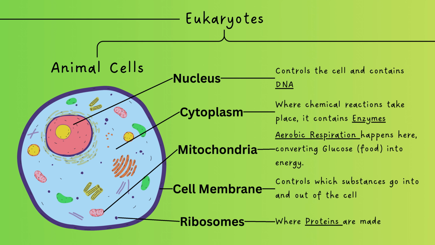Our last animal cell structure are the ribosomes. This is where proteins are made. Proteins help repair our bodies. They build new cells and they help us grow. That sums up what we would find in an animal cell.